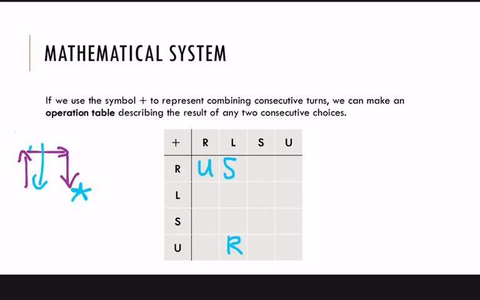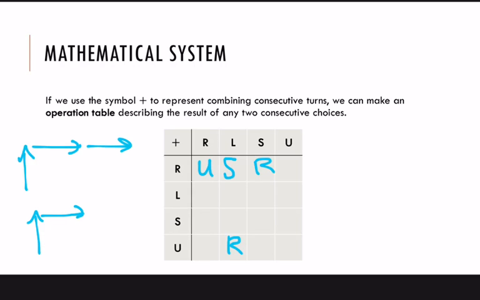Okay, right plus straight. Original, right, straight is the same as if you had just turned right. All right, right plus U: here's your original, make a right turn, then make a U-turn, and that's the same as if you had originally turned left.